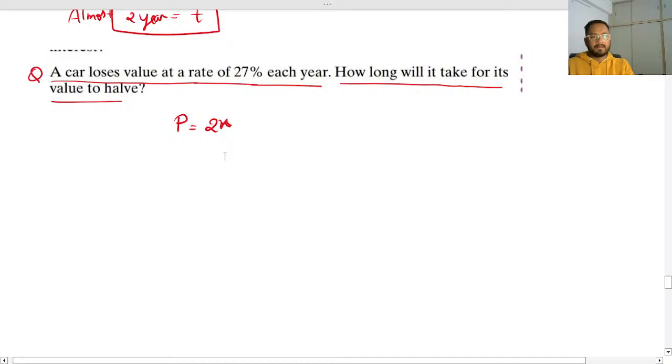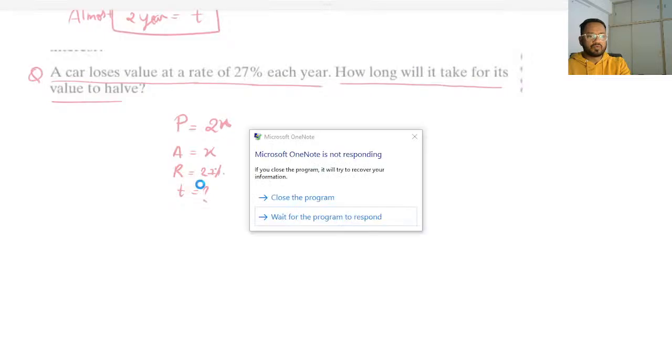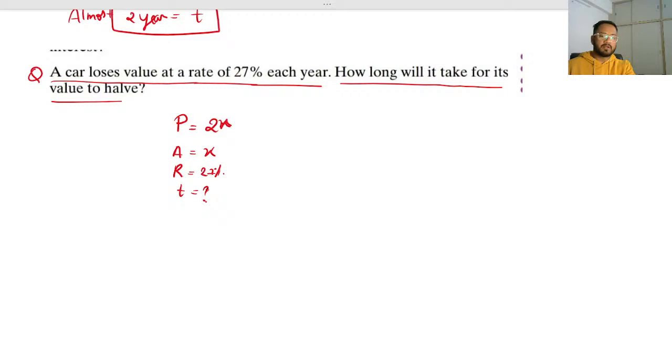So principal is 2x. We need to write it again. Principal is 2x and amount will be x. Rate will be 27% and time will be t. We don't know the time. So now amount is equal to principal times 1 plus rate upon 100.